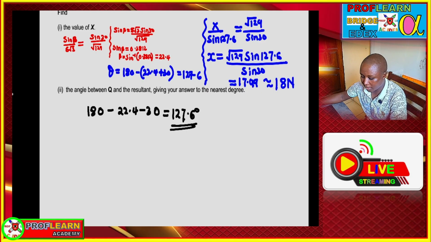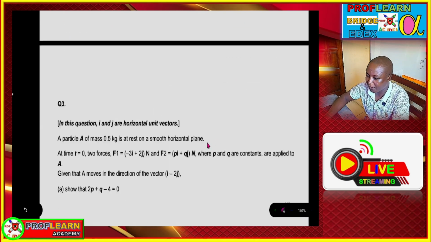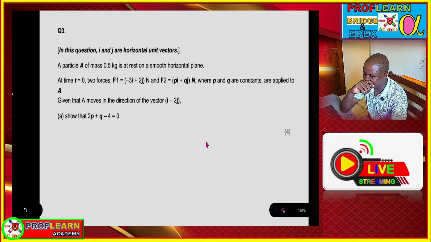So if you are giving your answer, you may consider giving it correct to 3 significant figures, and that can be given as 128 degrees as well. Let's go to question number 3, and let's see what is expected in this question.